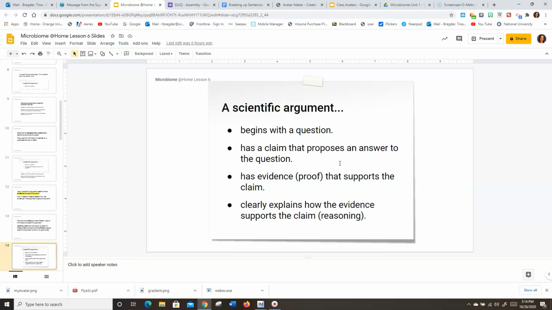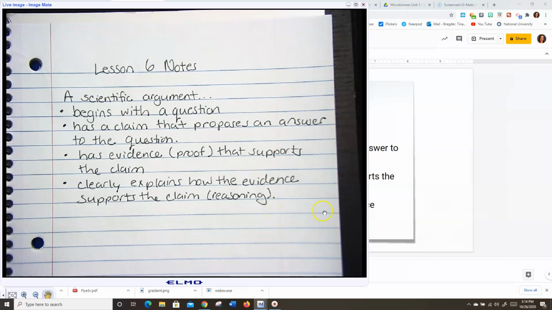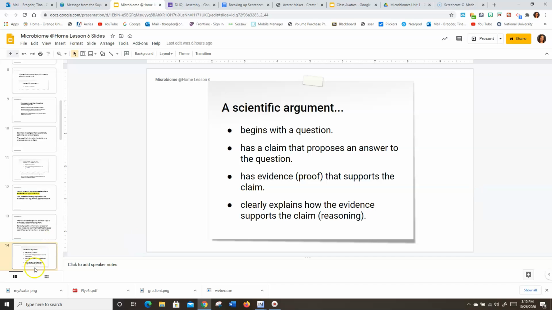And last bullet, clearly explains how the evidence supports the claim. That's your reasoning. All right. So you should have that whole slide written down. So mine looks like this. It just has the notes. Feel free to pause if you like. I'm going to keep going on though.